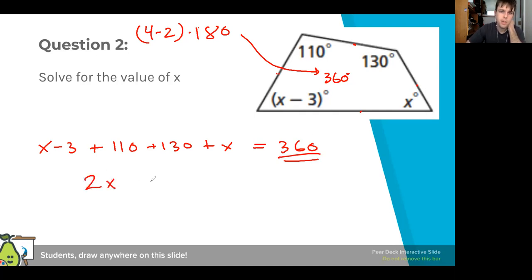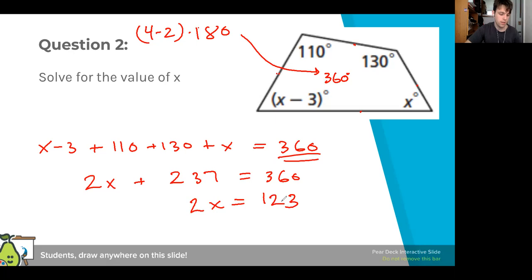Combining like terms here, we have 2x plus 237 equals 360, and then we have to subtract 237 from both sides, which gives us 2x equals 123, and then we'll divide by 2, and x is 61.5. So this one would be 61.5.